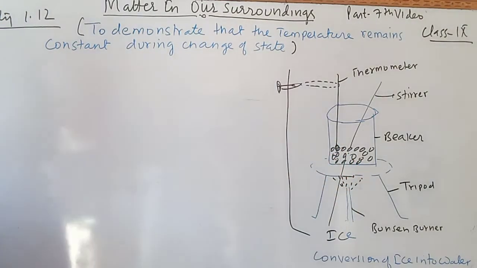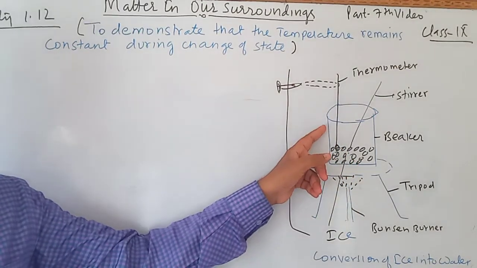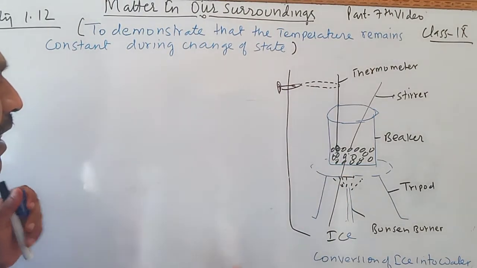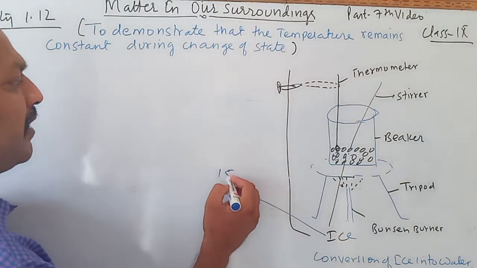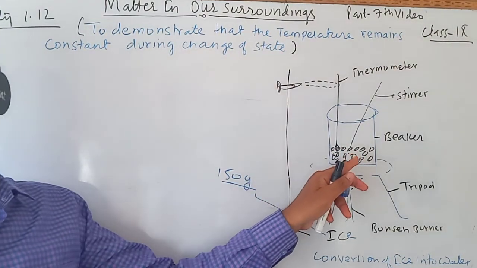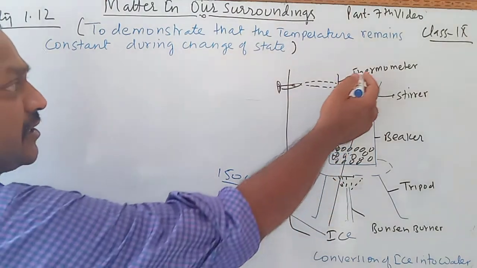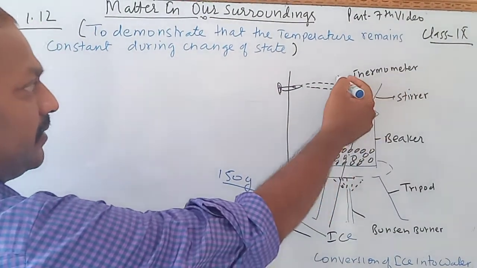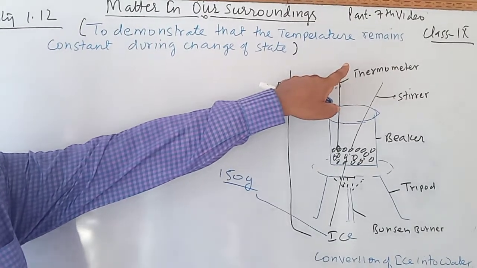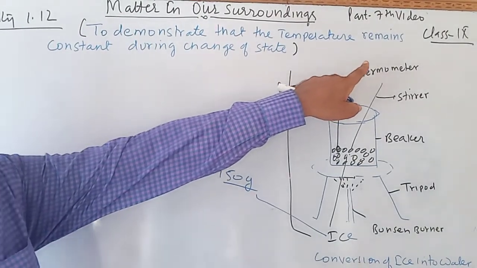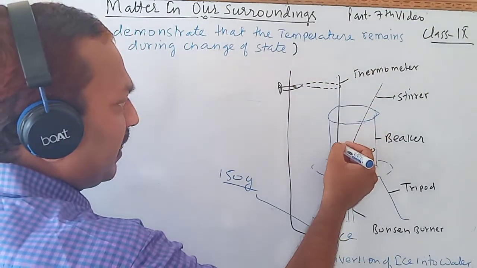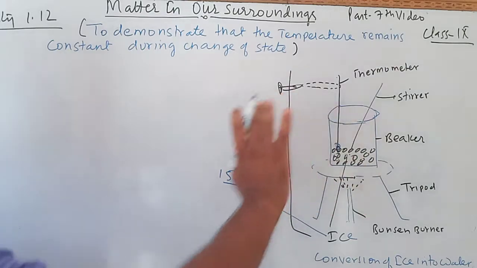The first point is that this beaker is containing ice, at least 150 gram we can take. So 150 gram of ice is in the beaker, and suspend a laboratory thermometer so that its bulb is in contact with the ice. So this is a point.